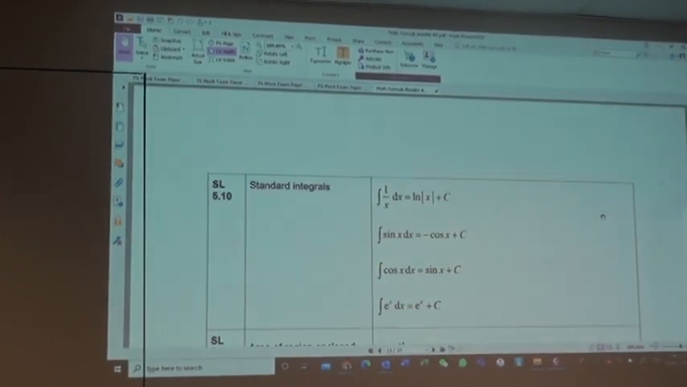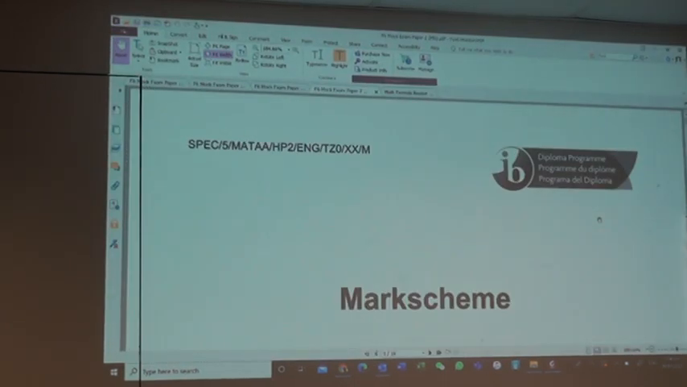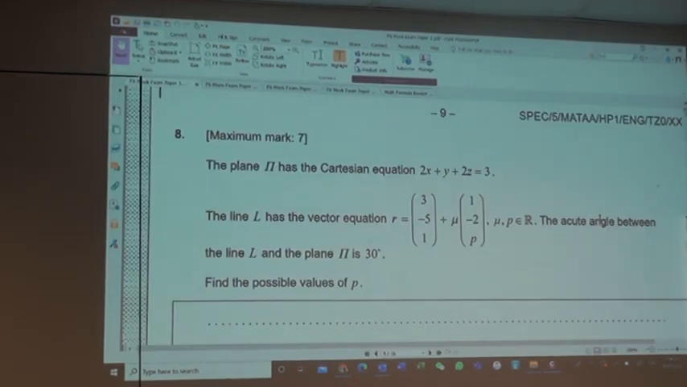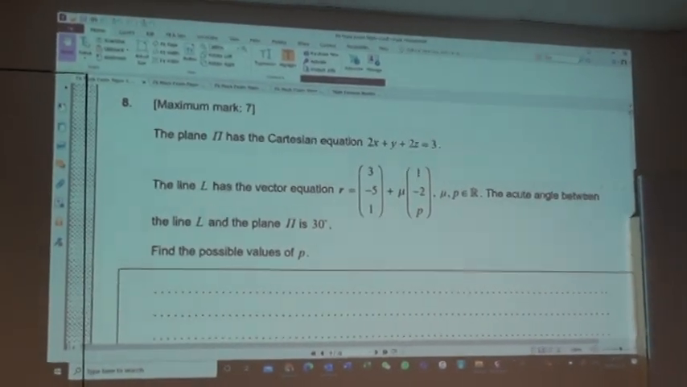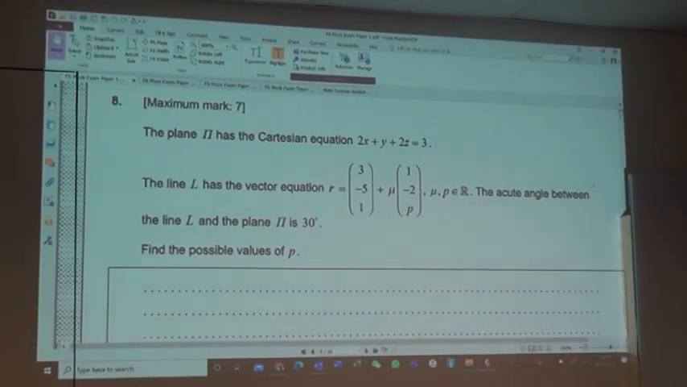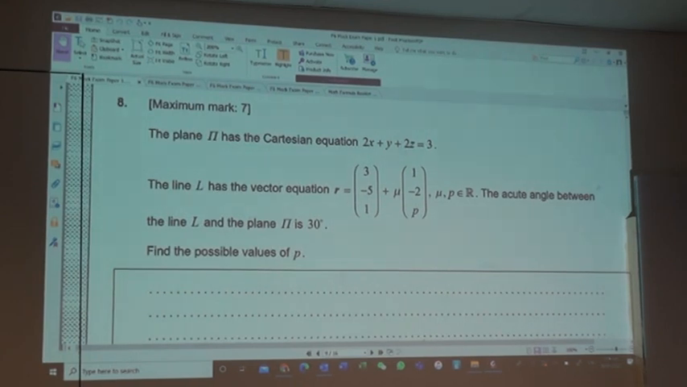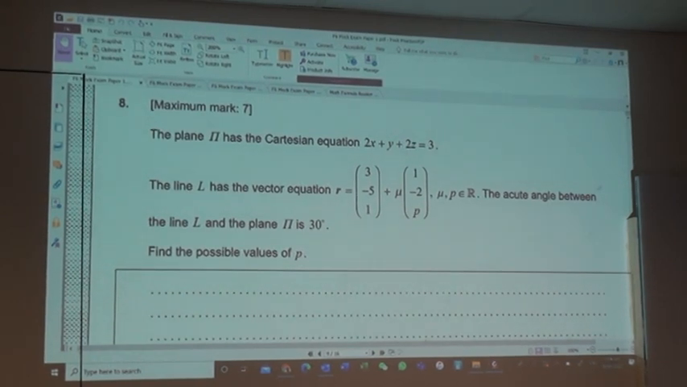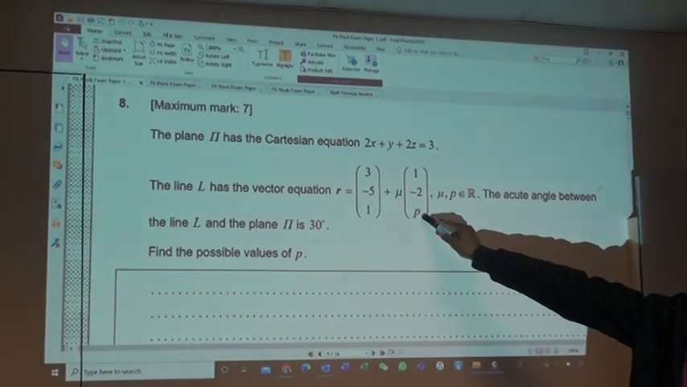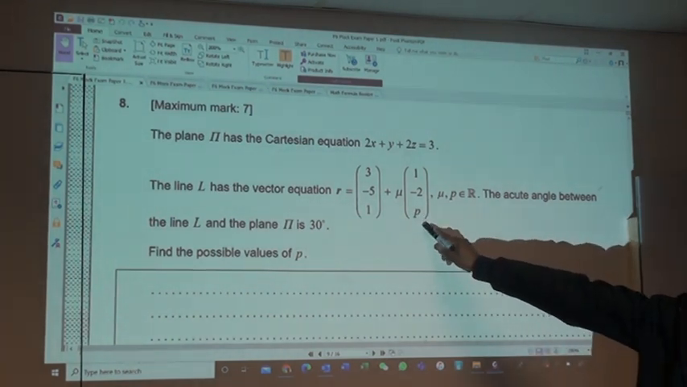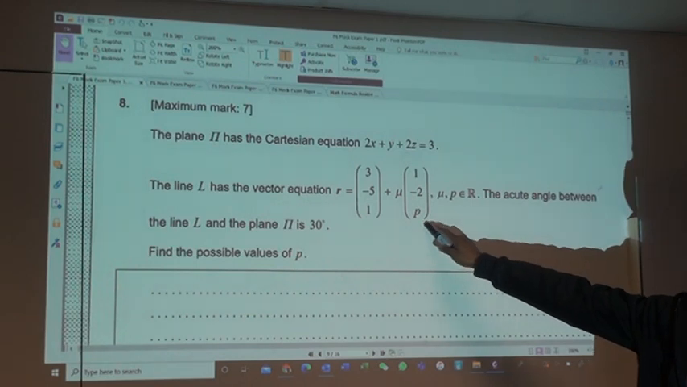Ready? Okay. So, the next question, question 8, is this. We have the equation of the plane, and we have a line with vector equation. From what we have done under vectors, this is called what for the line? The direction. This is the directional vector of that line.